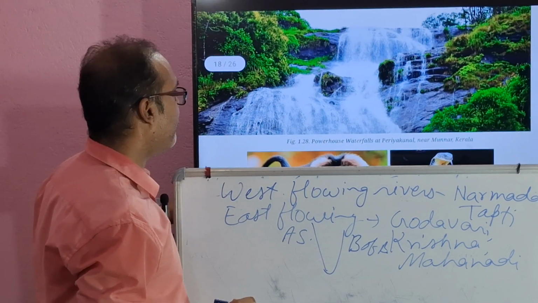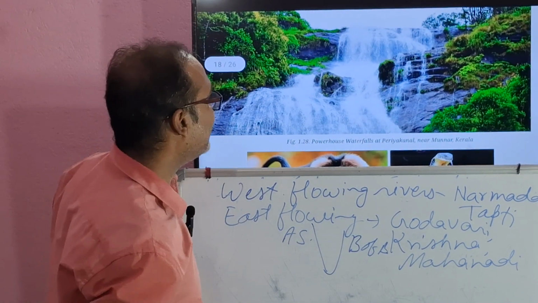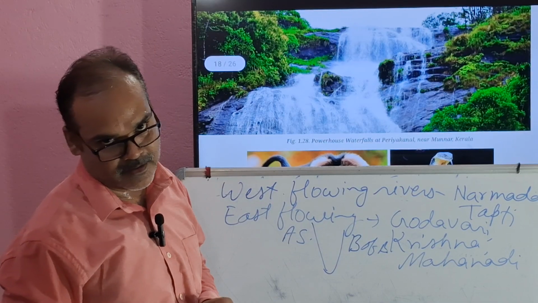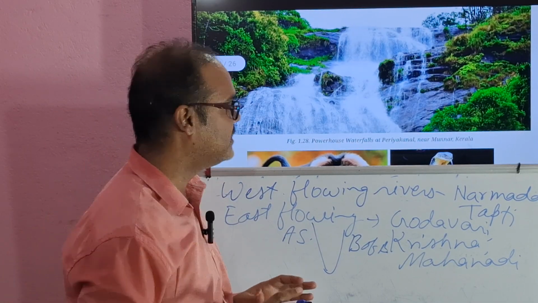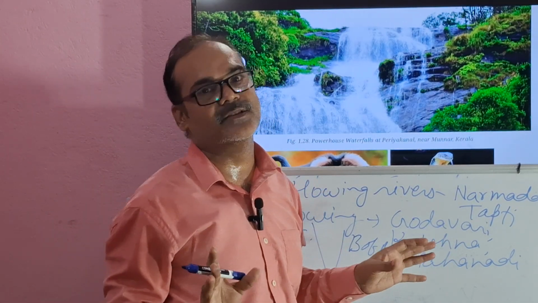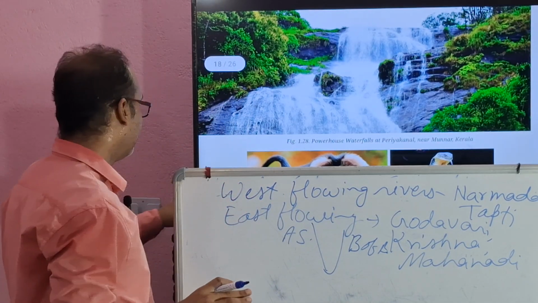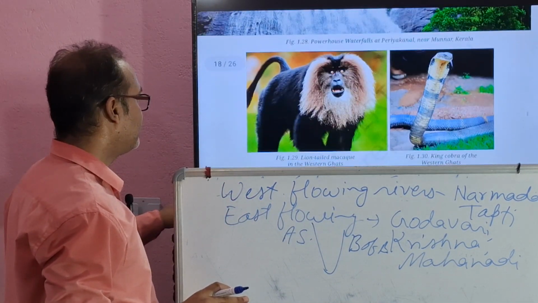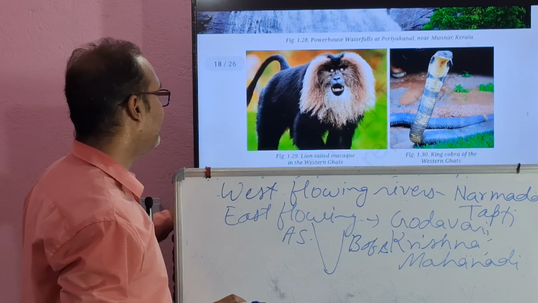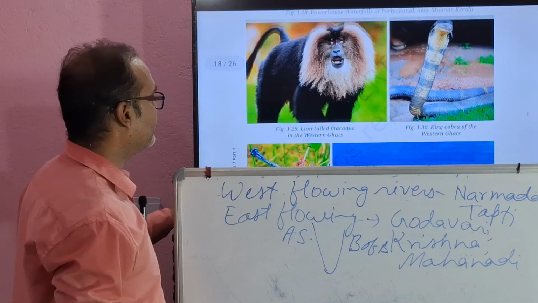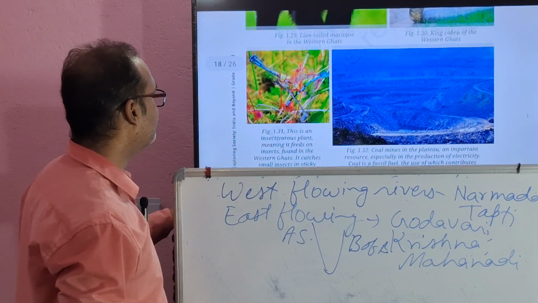Powerhouse waterfalls at Periyar Canal near Munnar, Kerala. In the south, whenever you visit, you will see it's a beautiful place. Everywhere there will be greenery and waterfalls, right? Next, the beautiful lion-tailed macaw in the Western Ghats and the king cobra of the Western Ghats. See, these are the beautiful pictures.